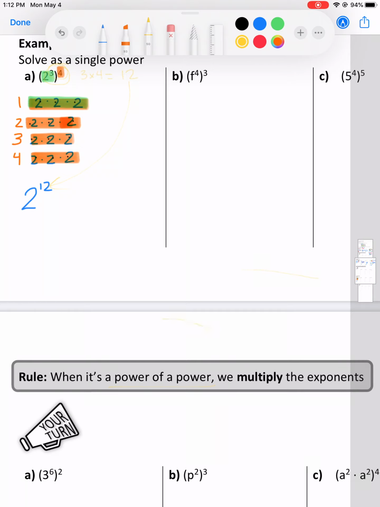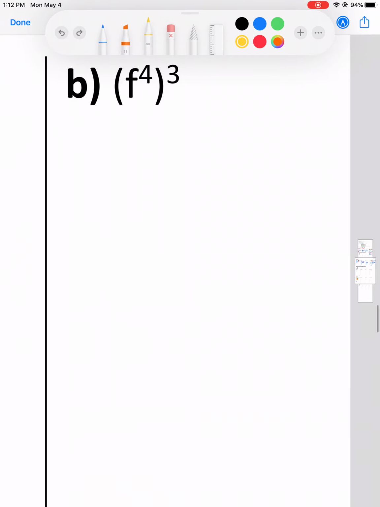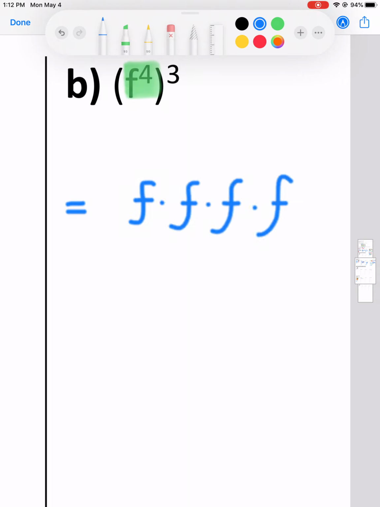So for the next couple, let's just multiply them, okay? Hopefully, actually, I'll do the next one as a draw out, and the next 2 I'll just multiply. So let's do it again. F to the power of 4, that means I have 4 F's, right? So that means I have 1, 2, 3, 4. So that's done. That's good.